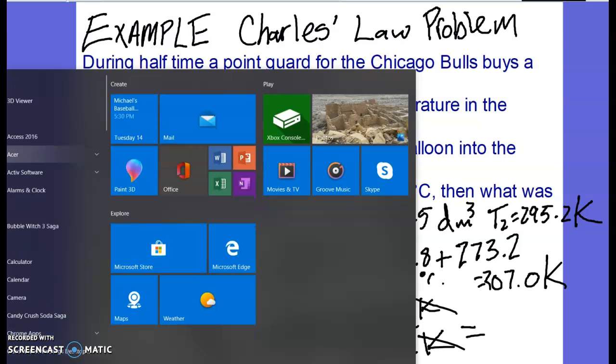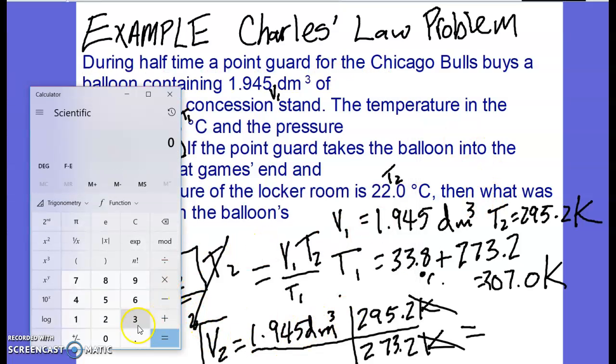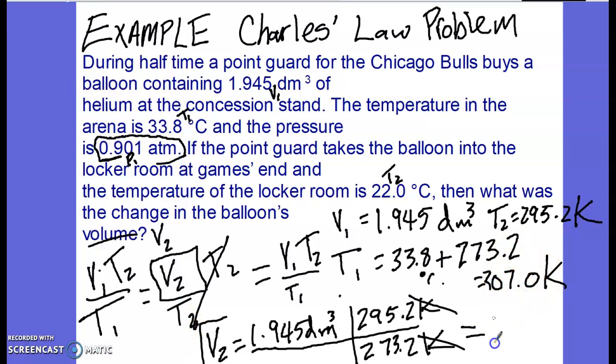Grab my trusty calculator here and multiply those two things. It's a little crooked. 1.945 times 295.2 and divided by 273.2. Do you think it's going to get bigger or smaller? It's probably going to get larger, right? Because we're multiplying by a bigger number and then dividing by a smaller one. And we get 2.1, a little bit larger.